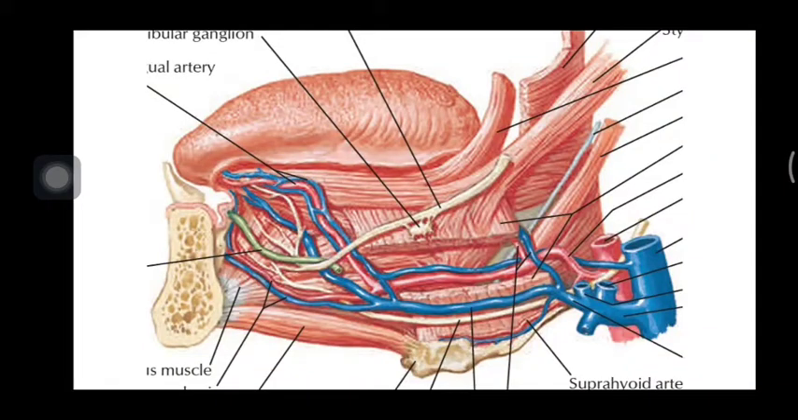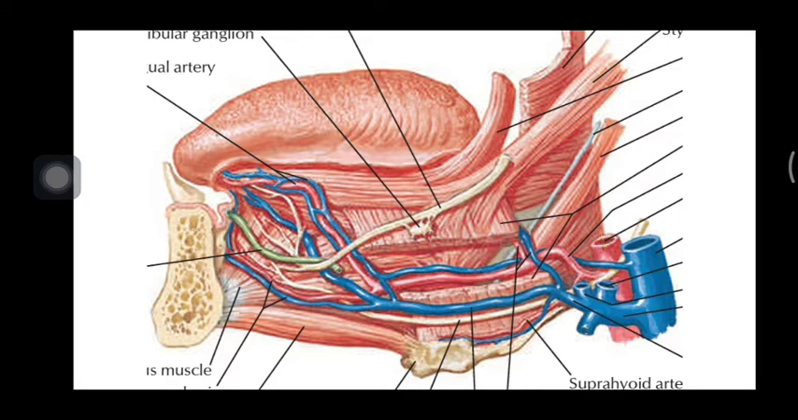We are going to see about the lingual artery. This is the lingual artery, and this artery is the principal artery of the tongue. It arises from the front of the external carotid. This is the external carotid.